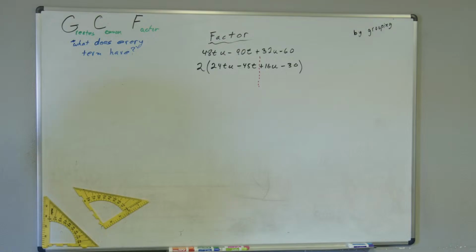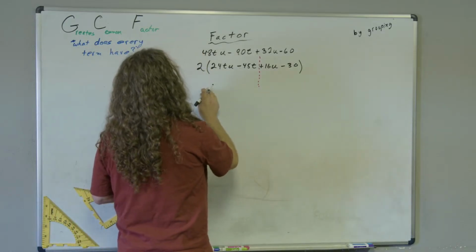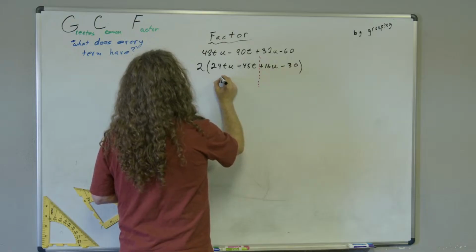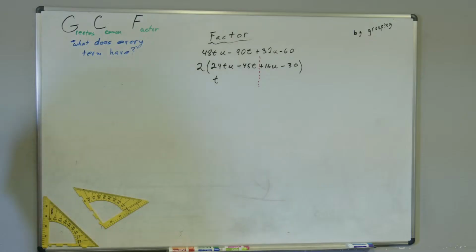What's in common between 24TU and negative 45T? T. That's not all that's in common. Look again. Well, did you write it down? No, because 45 isn't divisible by 2. Well, 1 doesn't count, but thanks for playing. 3. 3 goes into both. 3 does.